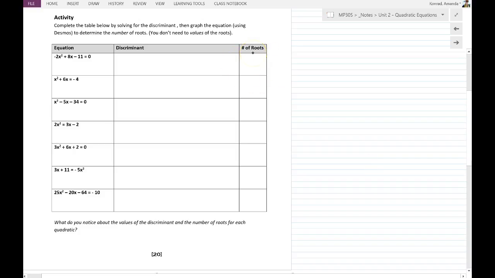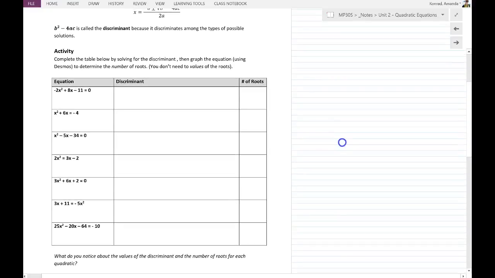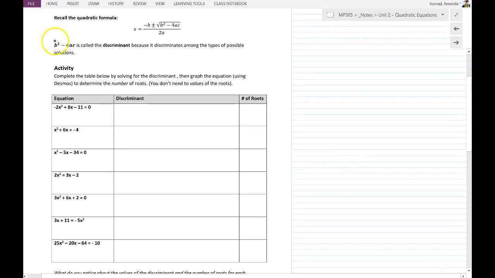So that would be my answer when I go back to the table here and in this last column, number of roots. Before you start graphing these though, what you should be doing is using your discriminant, which is just above here, b squared minus 4ac, and you're going to use that to calculate the discriminant using the equations that you're given.